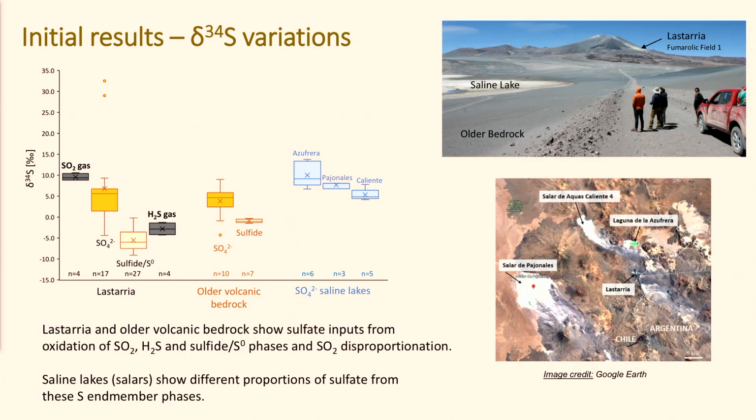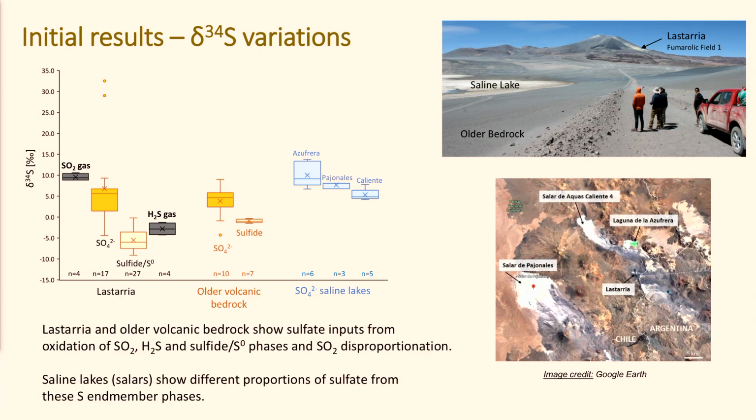There is a large delta 34S variation in the system. The SO2 gas and H2S gas that are the major emitted sulfur gases have very different isotope compositions. The sulfide and elemental sulfur that form from partial oxidation of that gas also have lower delta 34S values. And then when those end members get oxidized to sulfide, they preserve that initial isotope composition of those gases.